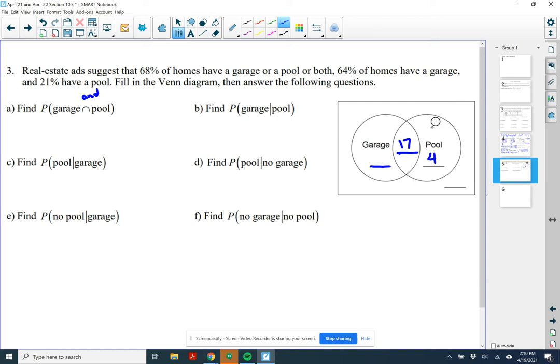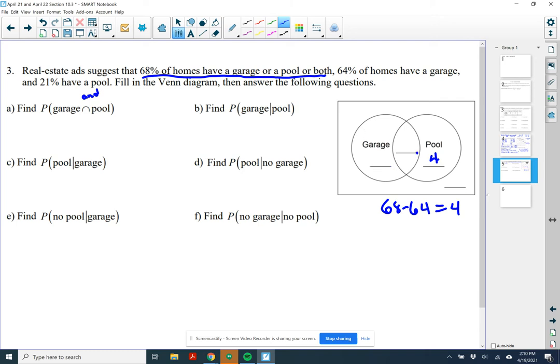Let's go back to that again, just for a second, to make sure everybody understands. 68% have a garage or a pool or both. That means these three have to add up to 68%. These two have to add up to 64. That's a 4% difference. That means 4% has to be right there. 68 take away 64 equals 4% there.